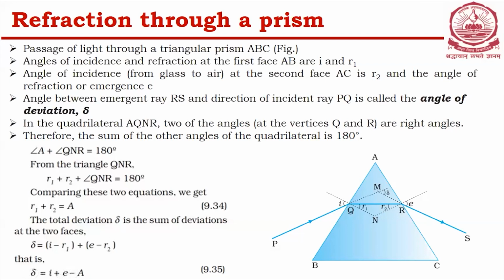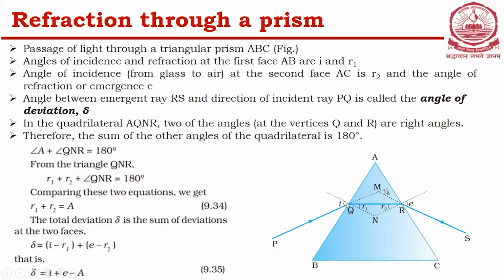And you can see some equations here. What is the angle of deviation? How to find this angle of deviation? You can see this quadrilateral AQNR.